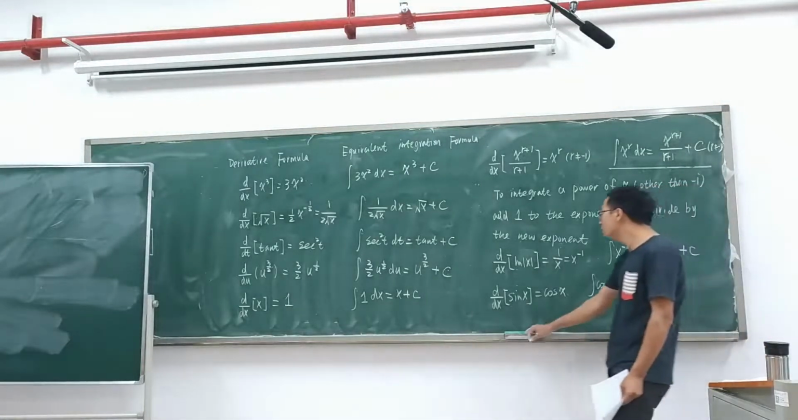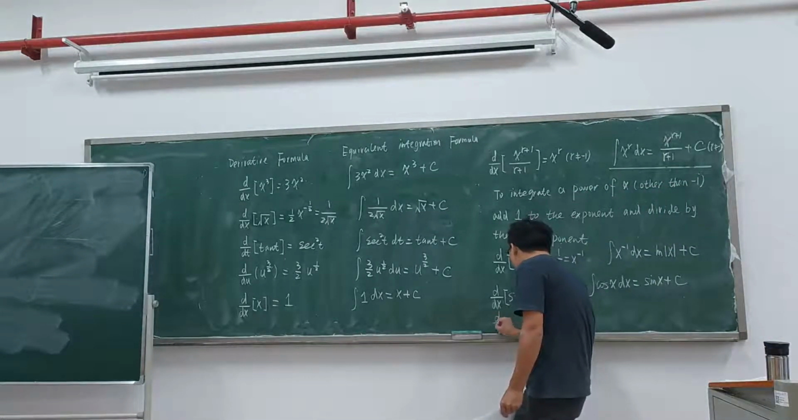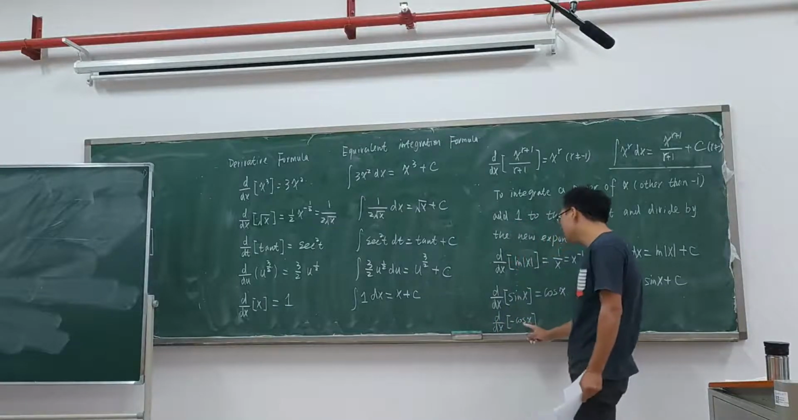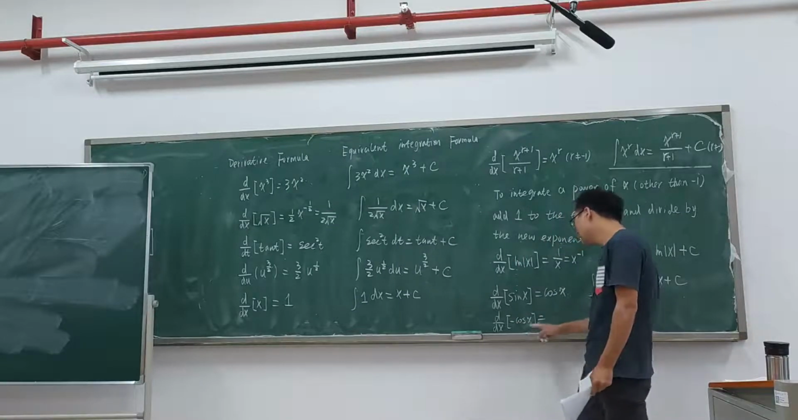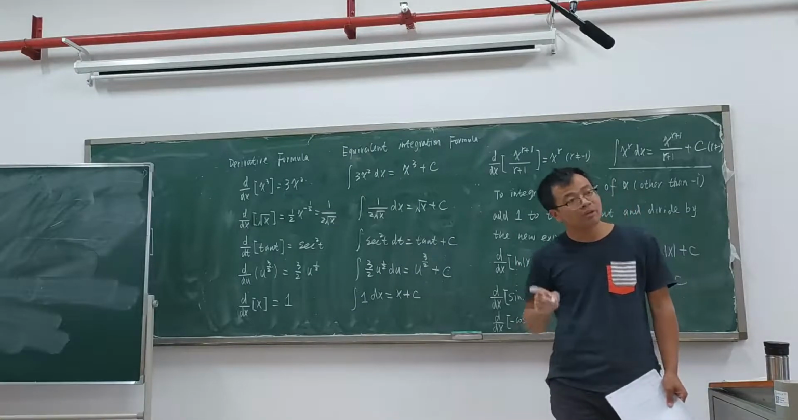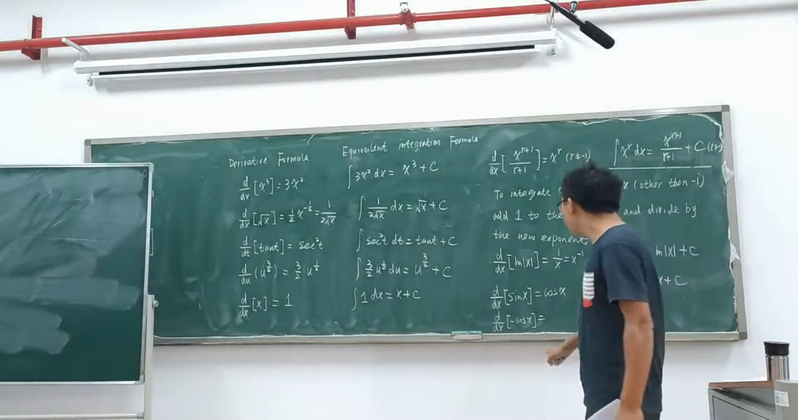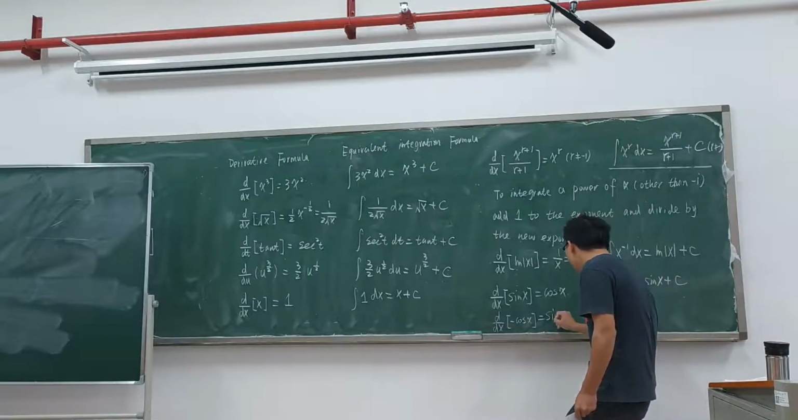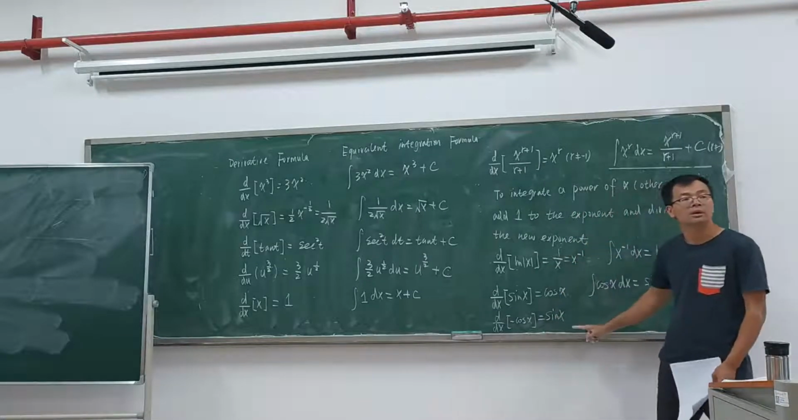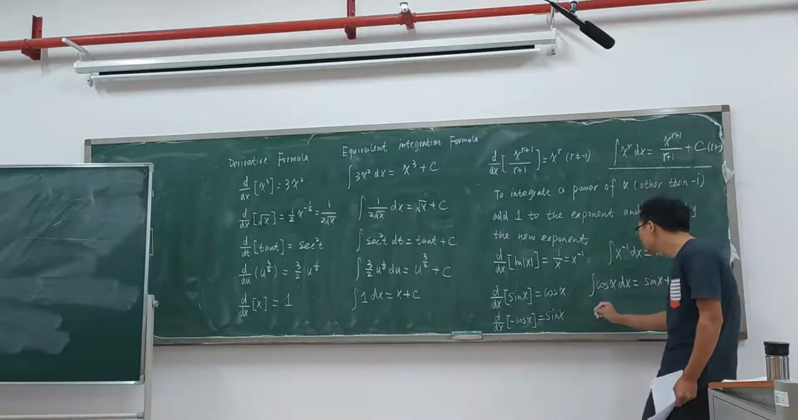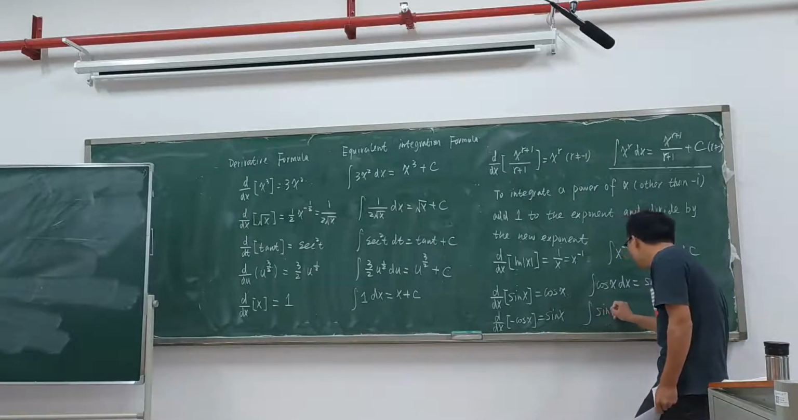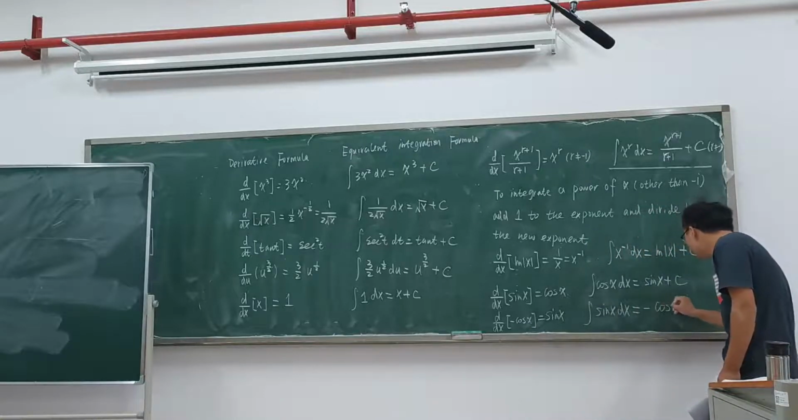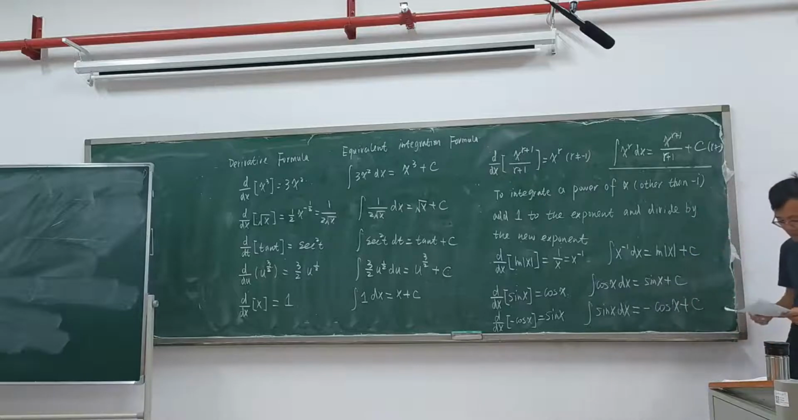And now we know that d/dx of minus cosine x equals what? We know that the derivative of cosine x equals minus sin x, yes? So the derivative of minus cosine equals sin x. So here, the antiderivative of sin x equals what? Equal to minus cosine x plus c, yeah? Plus c.